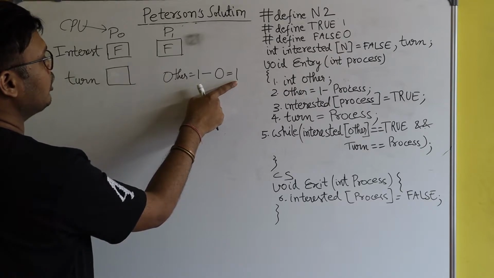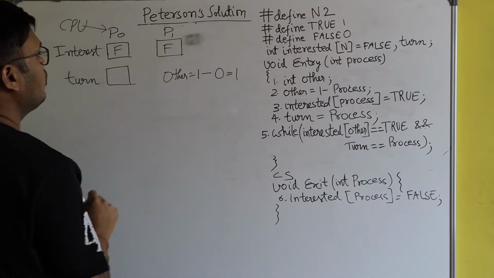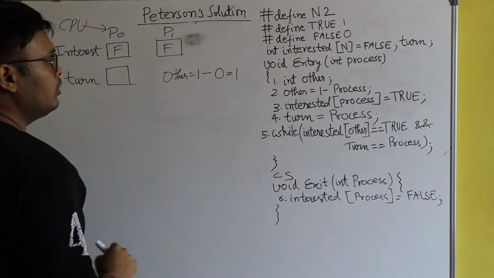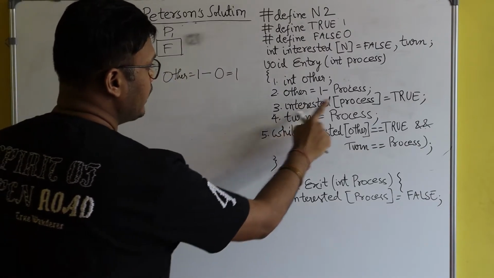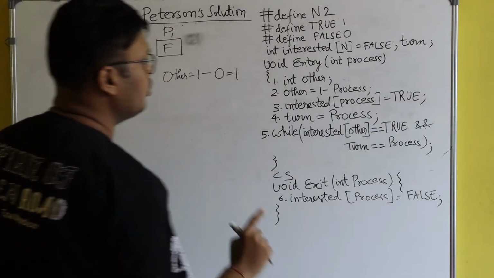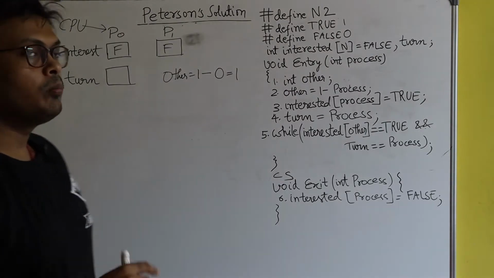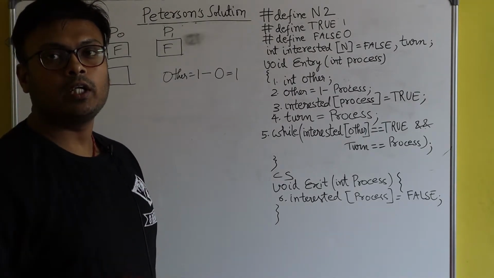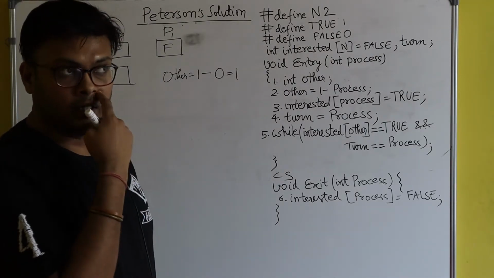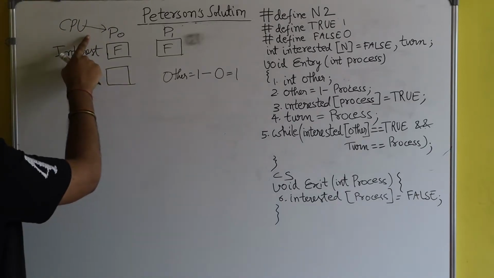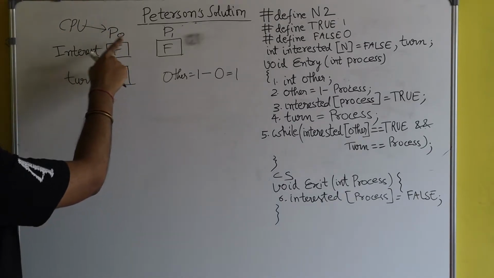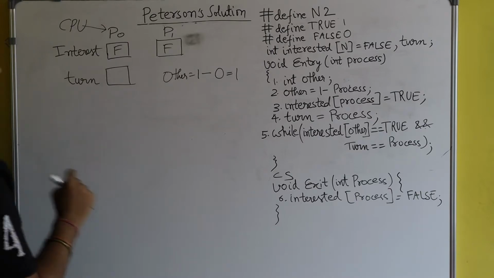Why? Because other is equal to 1, and 1 means P1. Okay. And the third line is interested of process is equal to true. So it indicates that the process is interested to enter into the critical section. And now you see the CPU is with process P0. So process P0 is interested to enter inside the critical section.